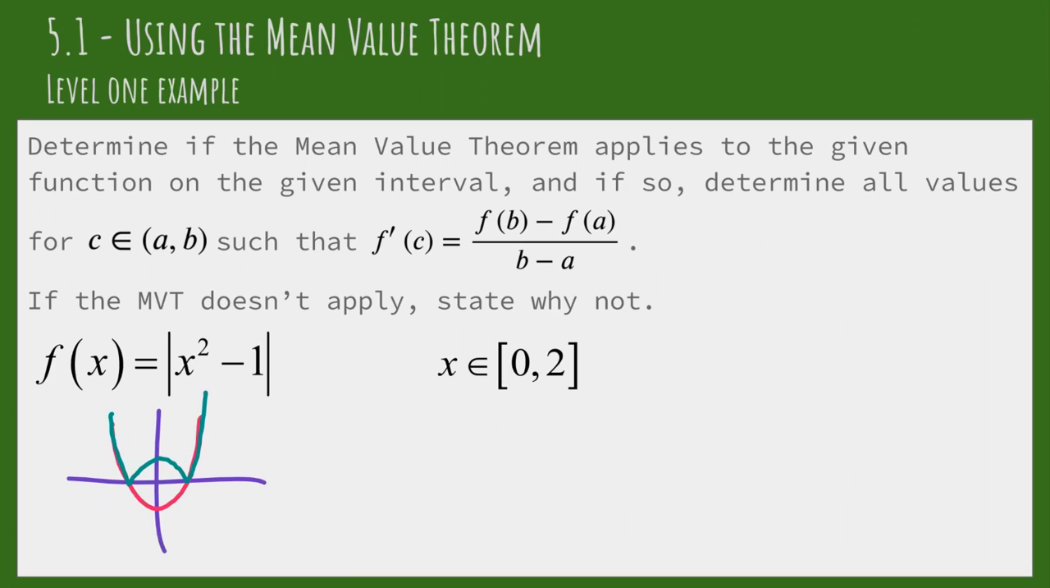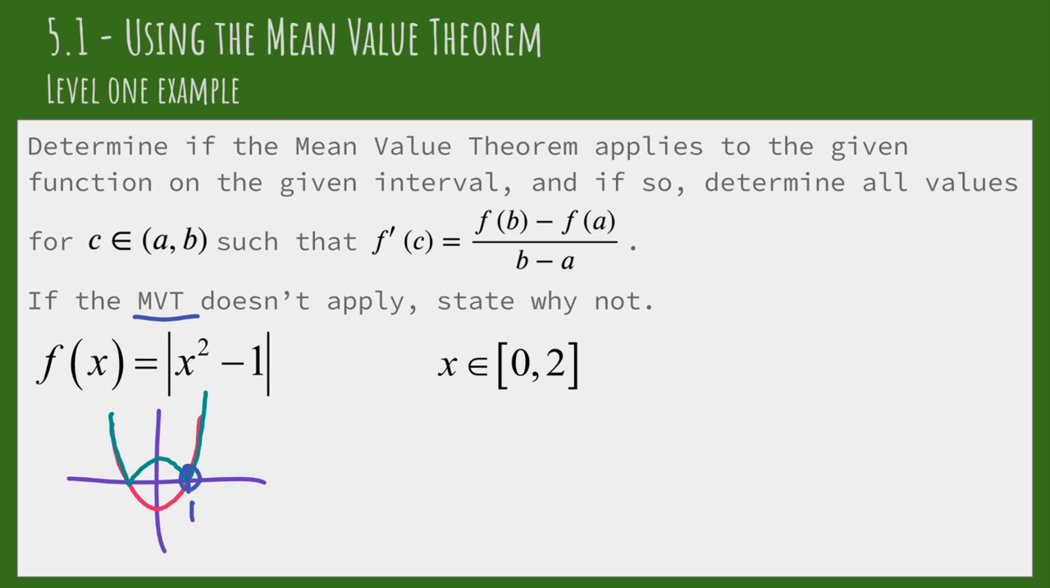And just knowing some things about this function, I do know that the point here is going to be at x equals 1. Sorry, that's supposed to be a 1. And so at that point, the derivative is not going to exist because of the cusp there, which means that the mean value theorem does not apply.